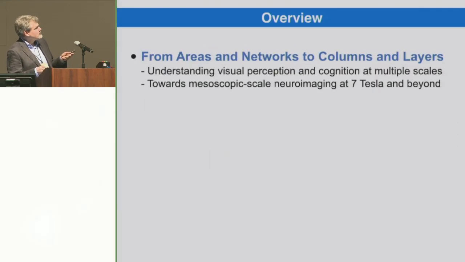So this is actually what I want to present today, so that we have a multi-scale understanding of the visual system, which starts from areas and networks, and then goes further to zoom into mesoscopic scale structures, which are akin to cortical columns and cortical layers, as Katrin has just alluded to.